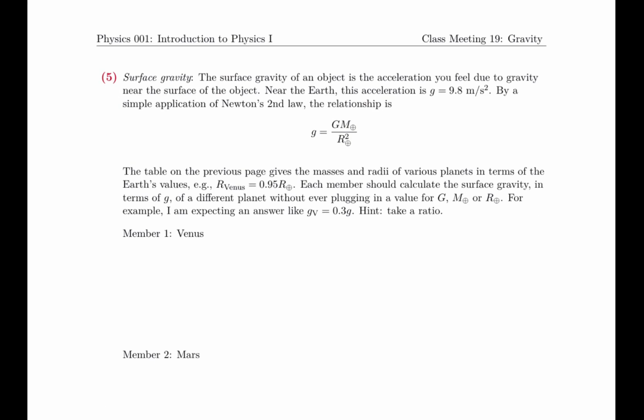Surface gravity on the surface of an object is given by G, the mass of the object, divided by the radius of the object squared. When you plug in the values for the Earth, this becomes 9.8 meters per second squared. And the idea is to look at this for different planets, and essentially it's asking for some sort of ratio. So I'll just do Venus.